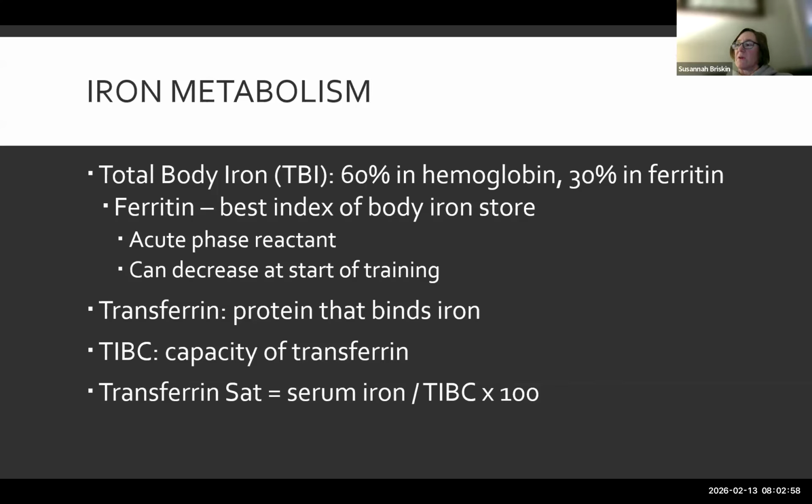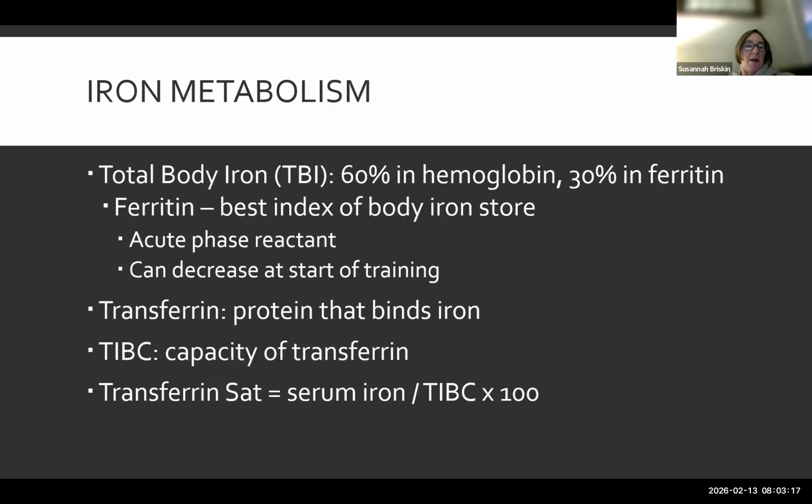So you're going to use this to try and figure out how much somebody has in storage, remembering that this can decrease when people start their training or before a season. It's super important to check it. I really like to check people about 3 months before their season starts.